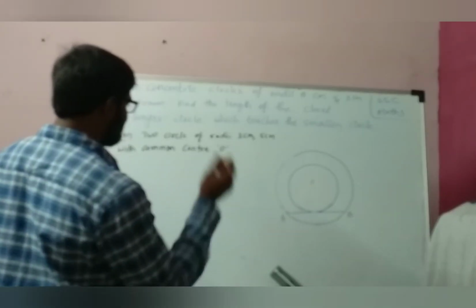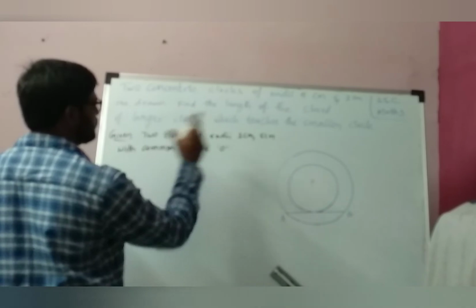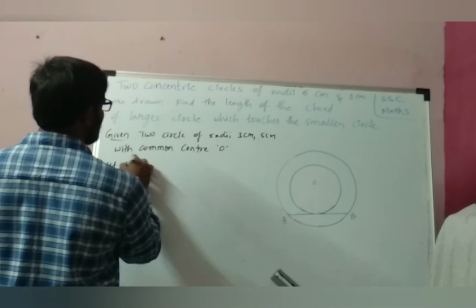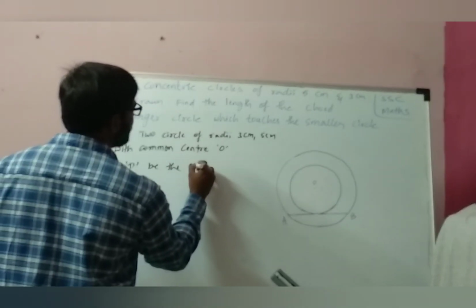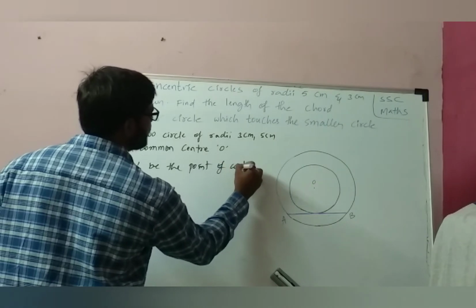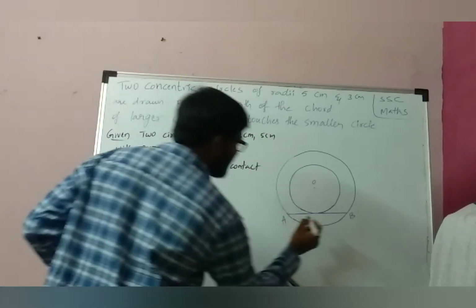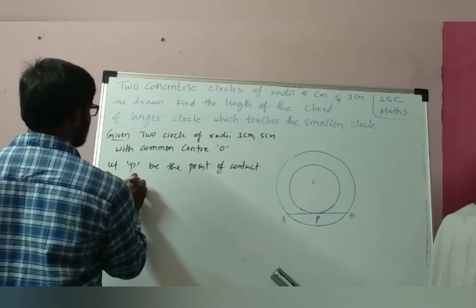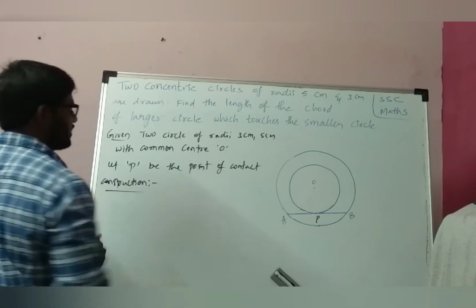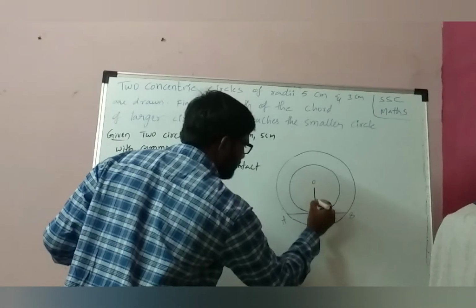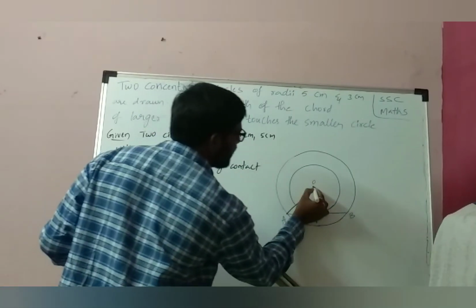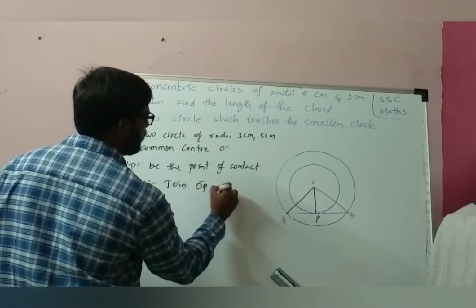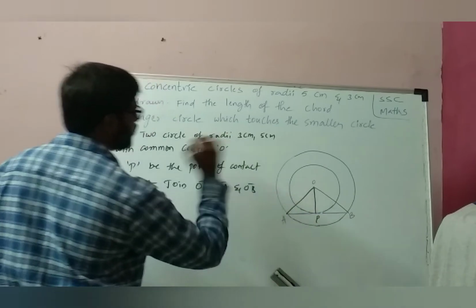So to find this AB, first write the given thing. Two circles of radii. Radii is the plural word for radius. Let P be the point of contact. What is point of contact? The only common point for circle and tangent. Let P be the point of contact. Next, construction. We have to take some additional details, that is join OP, OA and OB. So in the construction part, join OP, OA and OB.